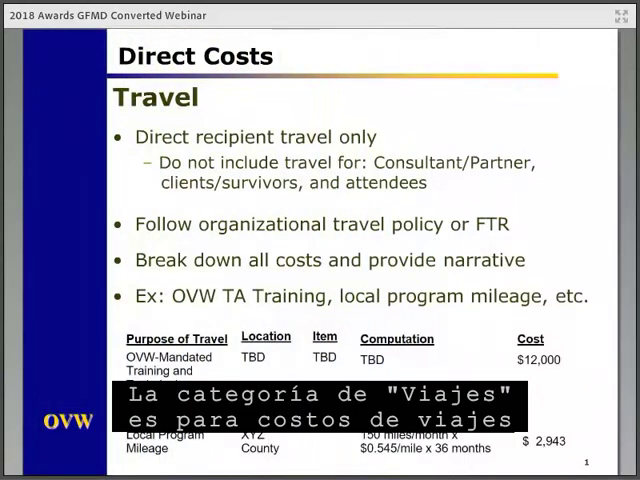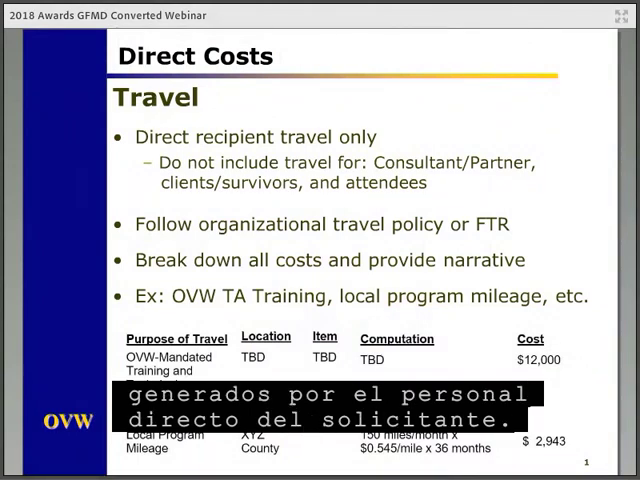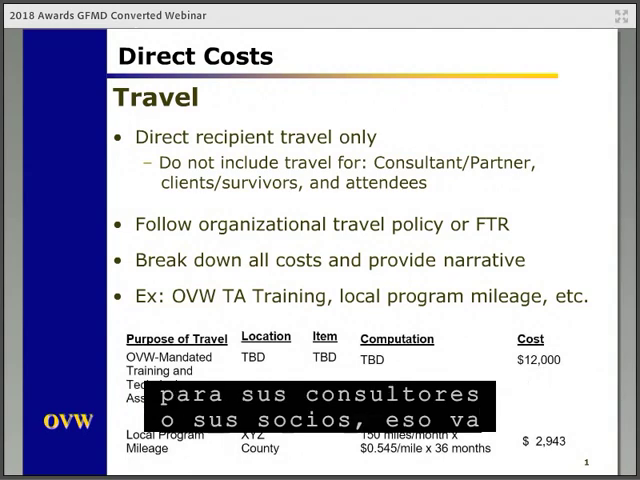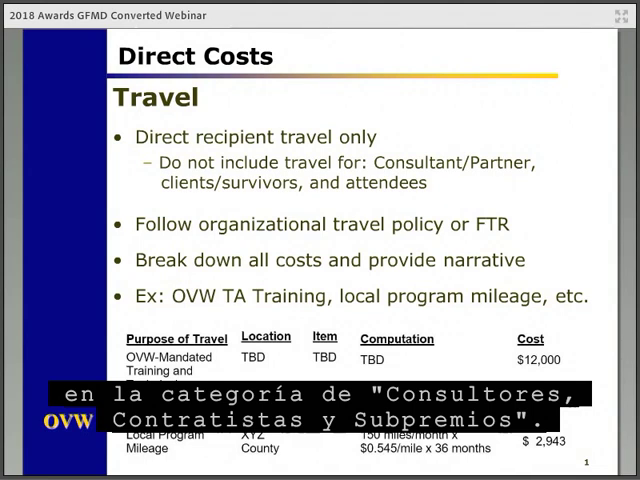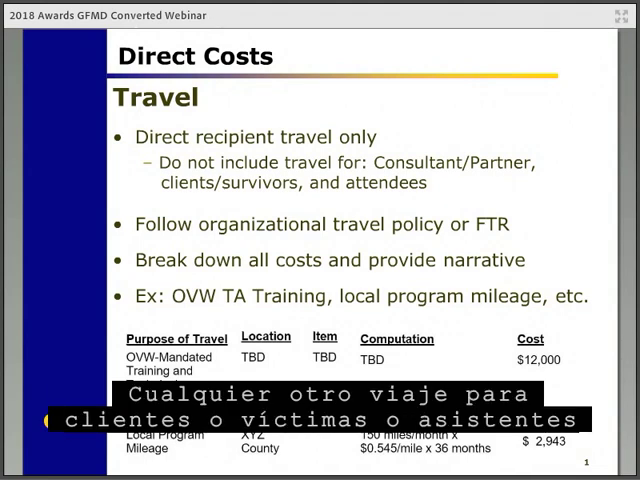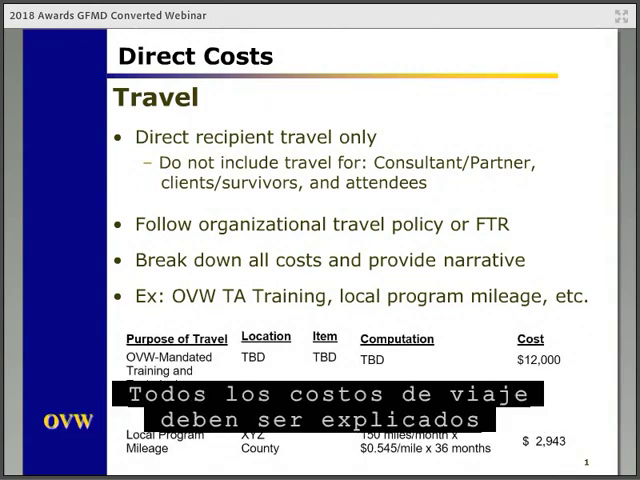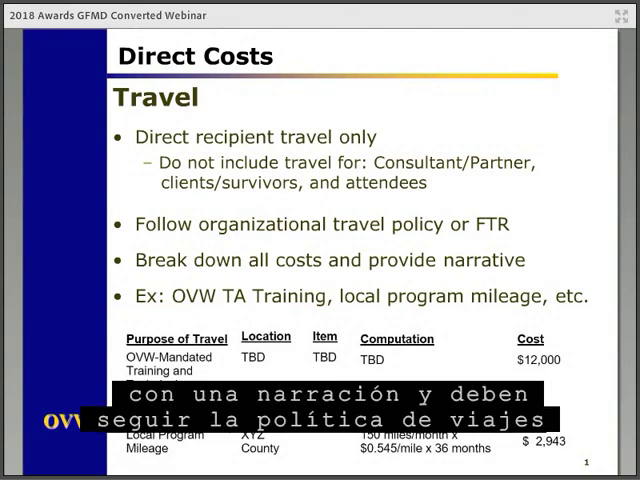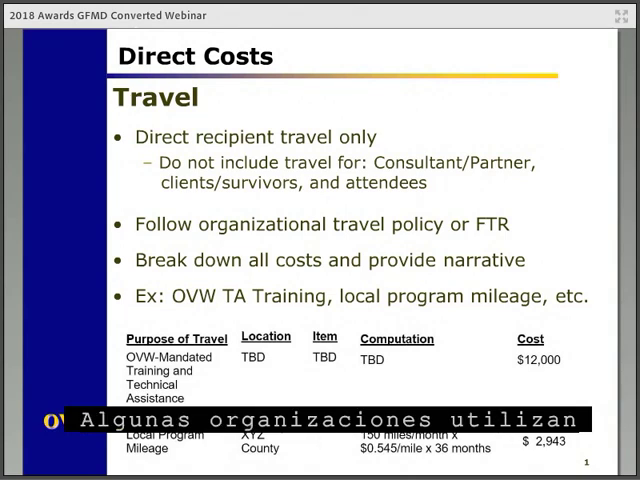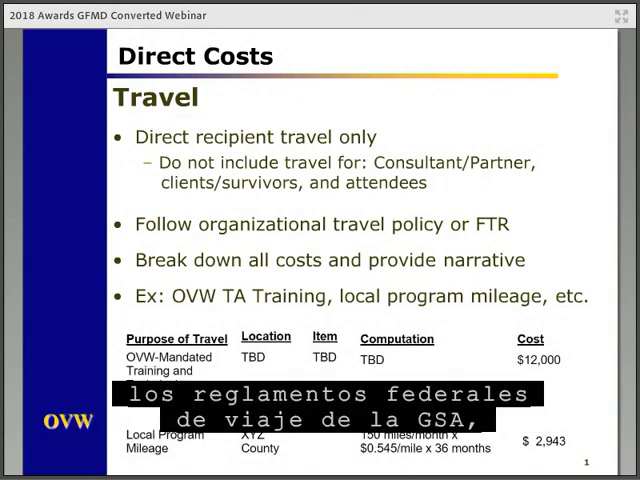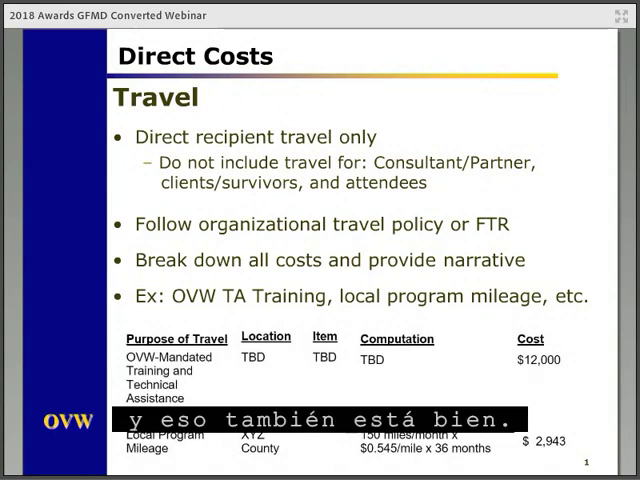The travel category is for travel costs incurred by the applicant's direct staff. If you want to budget any travel costs for your consultants or your partners, those go to the consultants, contracts, and subawards category. Any other travel for clients or victims or for attendees should be allocated in the other category. All travel costs should be broken down with a supporting narrative and follow your organization's documented travel policy. Some organizations use the GSA federal travel regulations, and that's fine too.